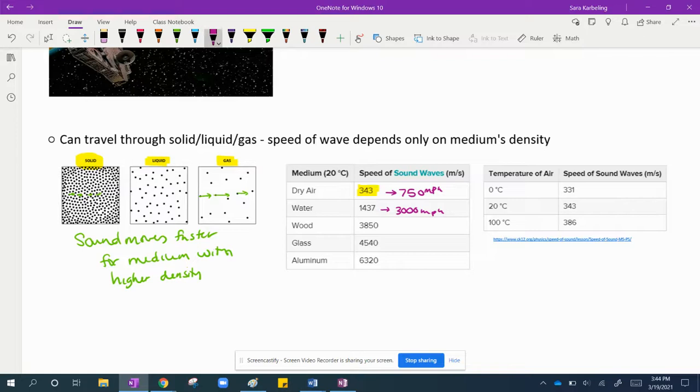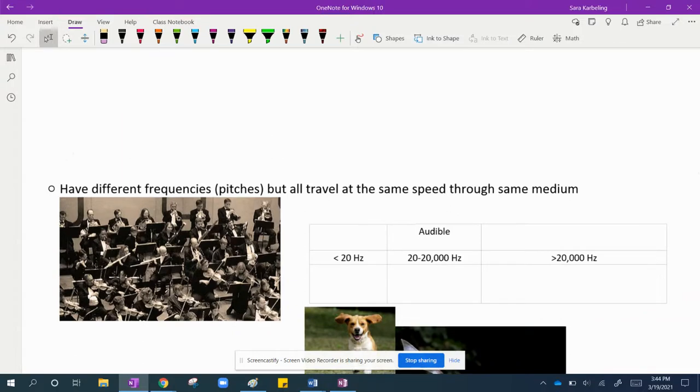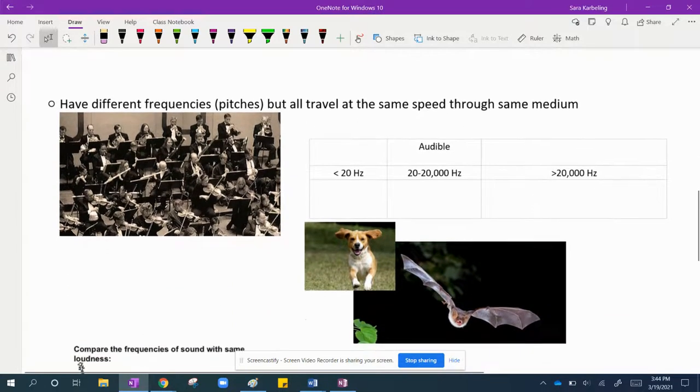Also, the temperature matters, and you can see that in this second chart here. The higher the temperature, the more dense that material is, and therefore the faster the sound wave travels as well. All right, so even though the density of the material matters, and that alters the speed, one thing that doesn't alter the speed of a sound wave is its frequency.